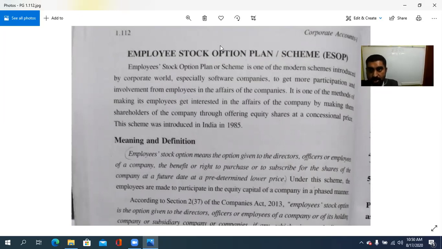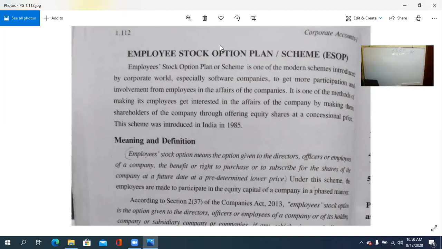Employees stock option scheme is one of the methods of making the employees interested in the affairs of the company by making them shareholders of the company through offering equity shares at a concessional price. And this scheme was introduced in India in 1985.